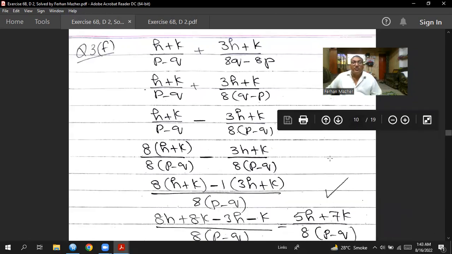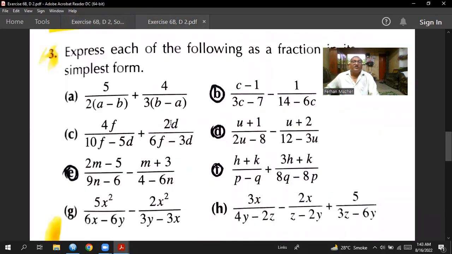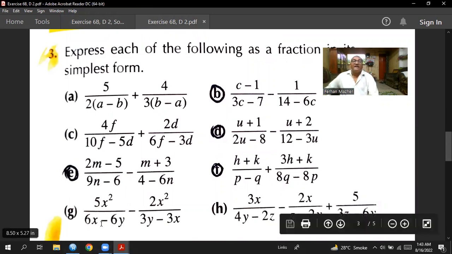So the whole question is showing up on your screen. What you can do, you can pause the video and take your time with this question. Okay, now we are going to the G part. It is 5x squared divided by 6(6x - 6y) minus 2x squared divided by 3y - 3x.